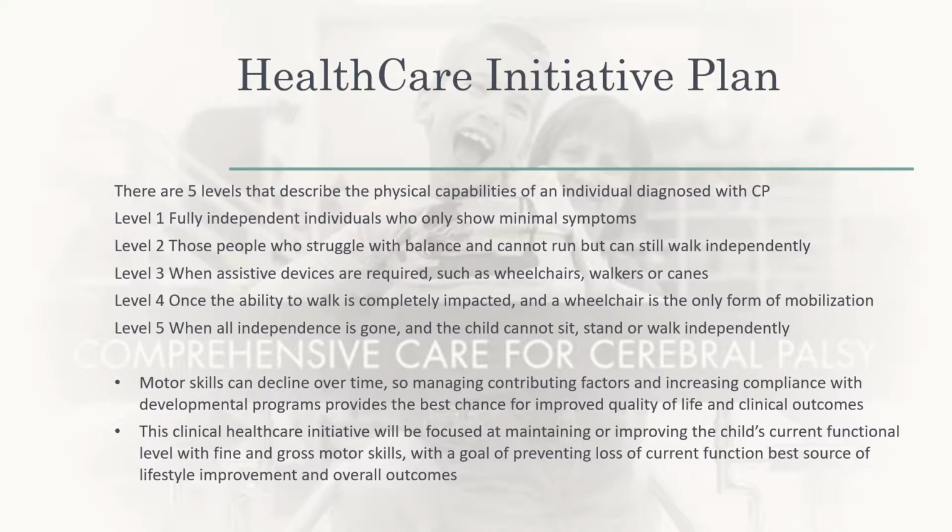And when all independence is gone, the child cannot sit, stand, or walk independently, the child is a level 5. Motor skills can decline over time, so managing contributing factors and increasing compliance with developmental programs provides the best chance for an improved quality of life and clinical outcomes. So the clinical healthcare initiative that I focused on will be focused at maintaining and improving the child's current functional level with fine and gross motor skills and having a goal of preventing loss of current function for the best source of lifestyle improvement and overall outcomes for these children and their families.